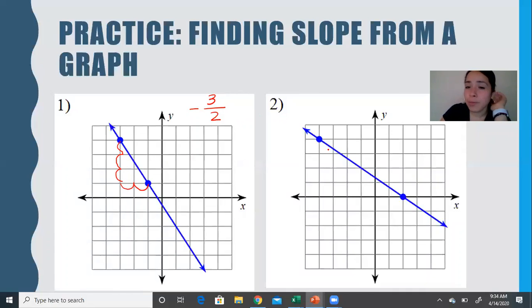For my second problem, again, is it a positive, negative, undefined, or zero slope? Because my little snowboarder would be going downhill, I know that it is a negative. And then how many spaces does it go up or down? That's 4. And then how many to the left or right? That's 6.